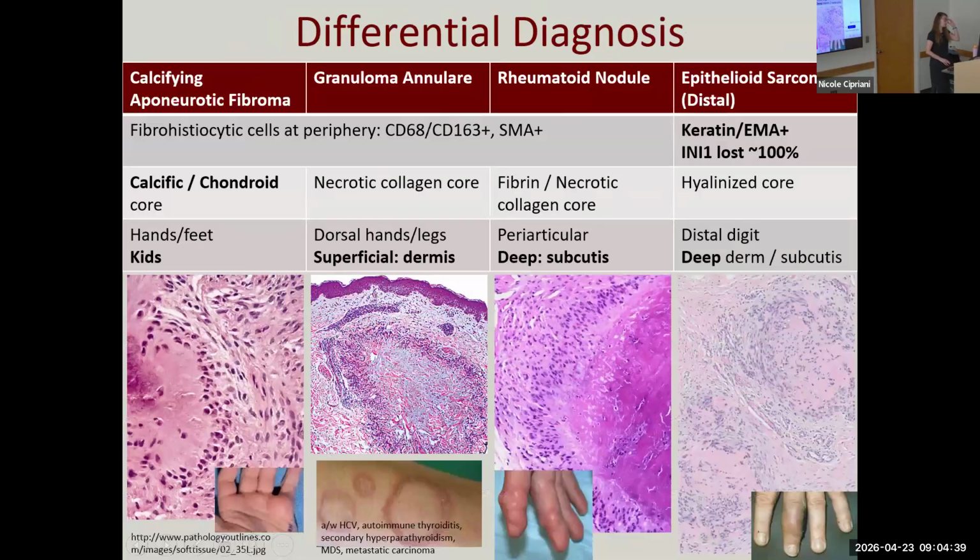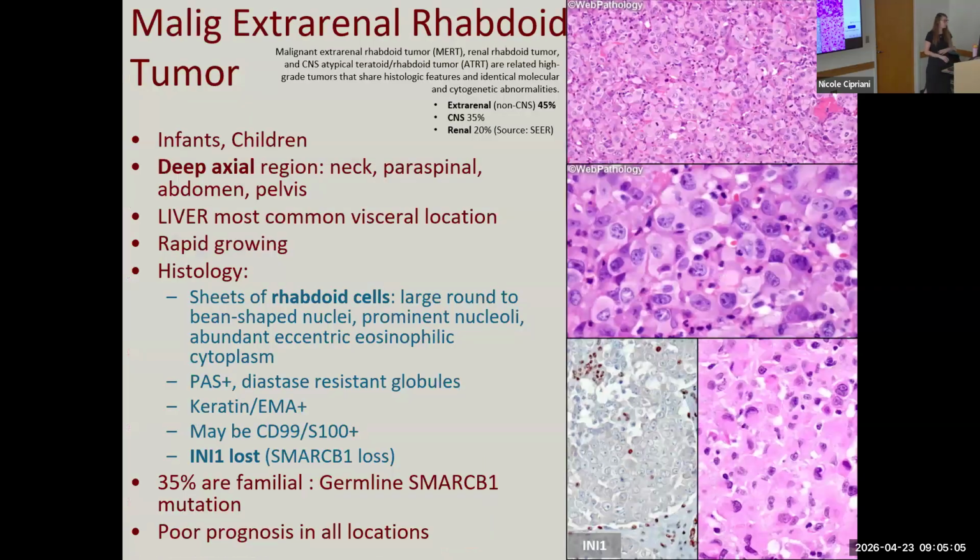When you're looking at something on the distal digits that has this granuloma-like appearance, and you want to think about epithelioid sarcoma, distal type, right, throw your keratin. Otherwise, you might be dealing with something like a rheumatoid nodule, a granuloma annulare, or a calcifying aponeurotic fibroma if it's a kid, right? But these all have that similar kind of central core of fibrosis, necrosis, or collagen, and then this peripheral, either fibrohistiocytic or neoplastic periphery.